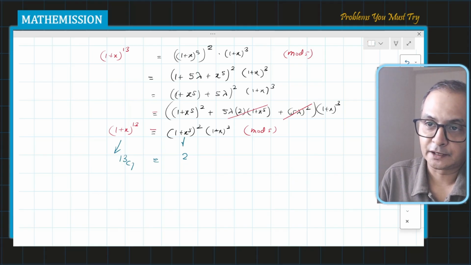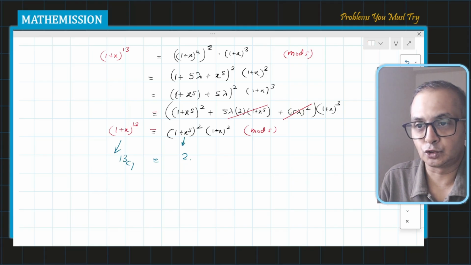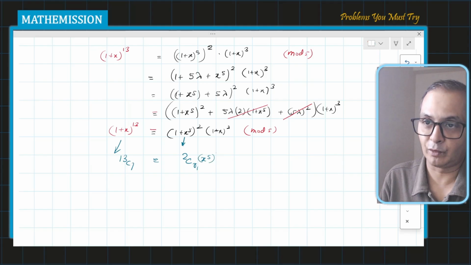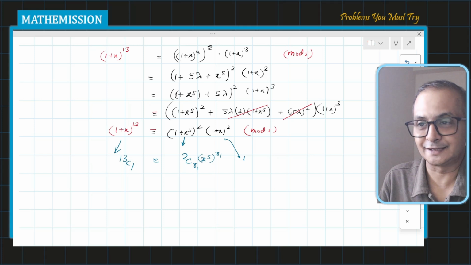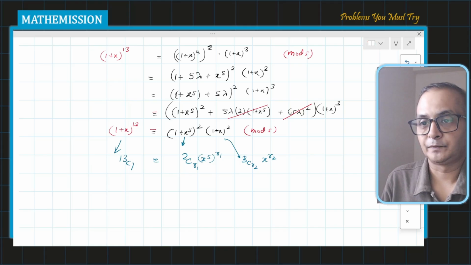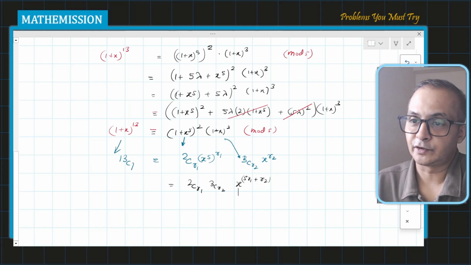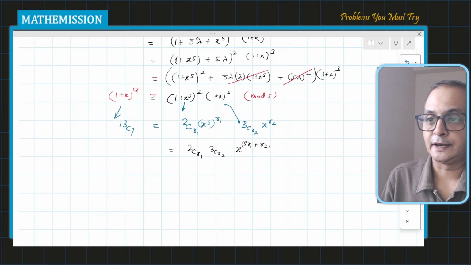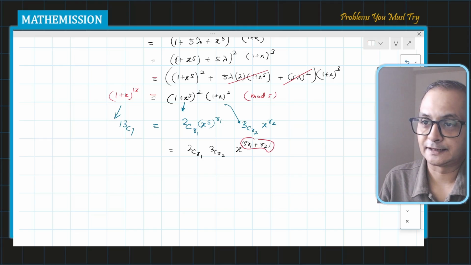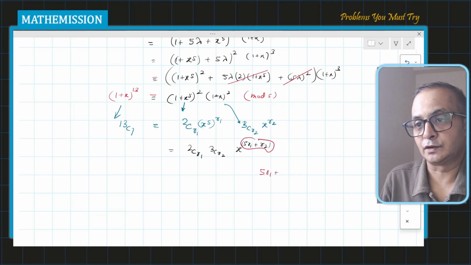So I'm writing the general term of the first term, that is 2Cr1 and x to the power 5 times x to the power 5 to the power r1, and the second expansion has the general term 3Cr2 and x to the power r2. When I combine them together, this will become 2Cr1, 3Cr2 and x to the power 5r1 plus r2. And now you can realize that if I need to have this thing as 7, I must have 5r1 plus r2.